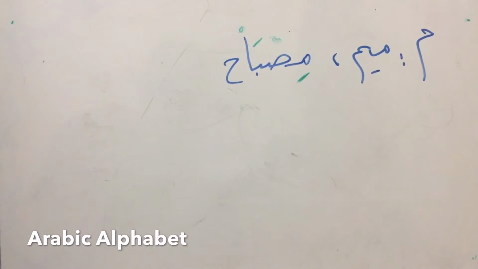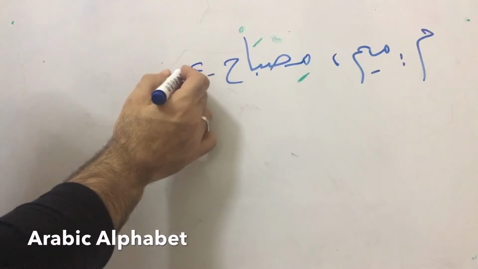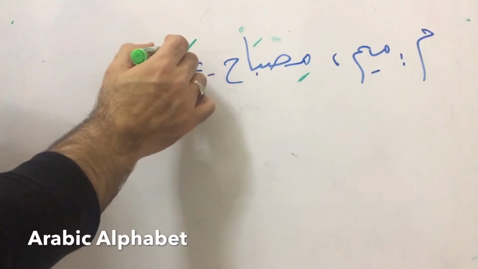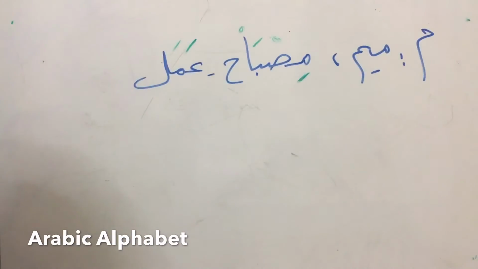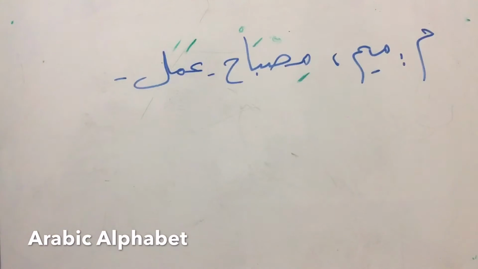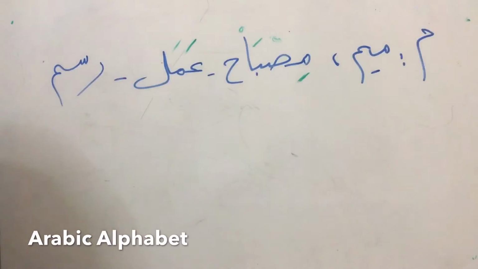Mim in the middle of the word is like عمل. عمل means work. Mim at the end of the word is like رسم. رسم means draw. This is meme.